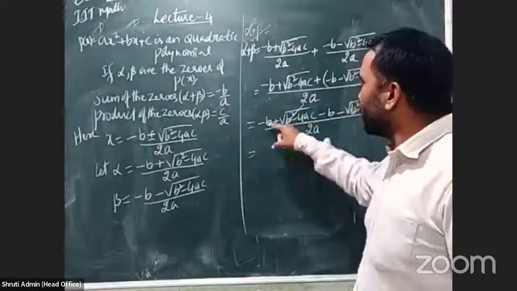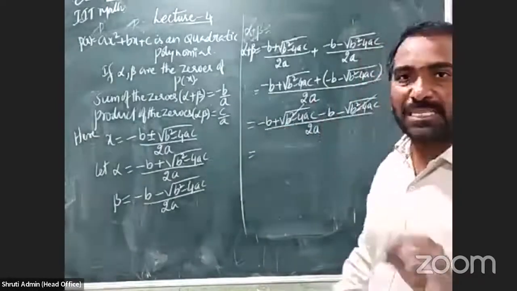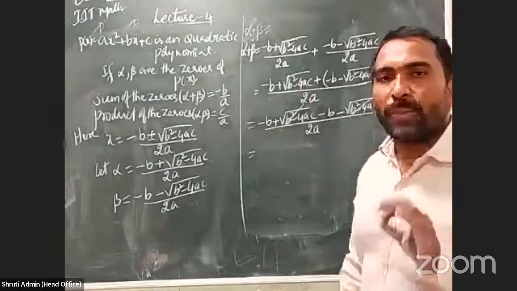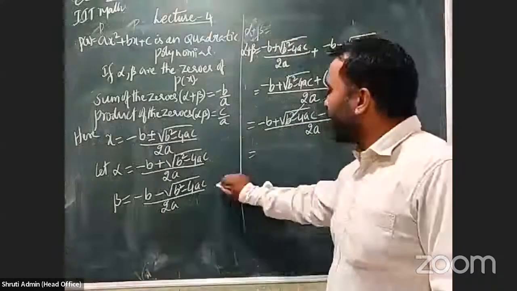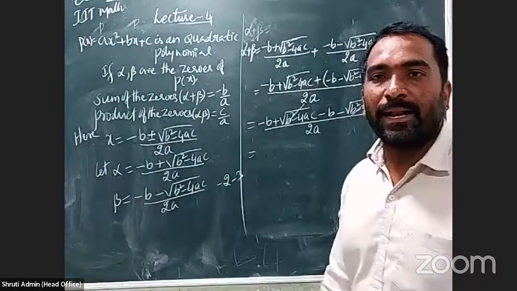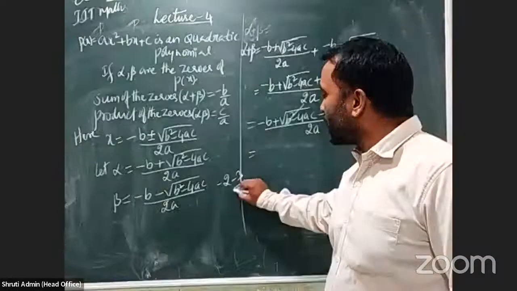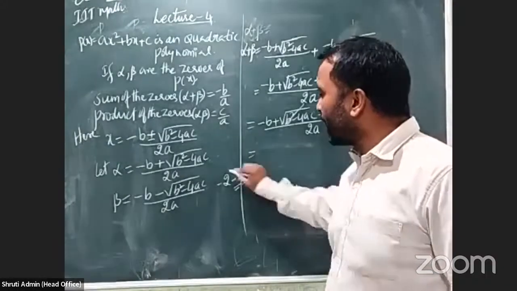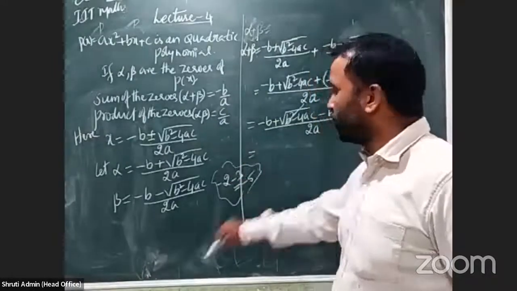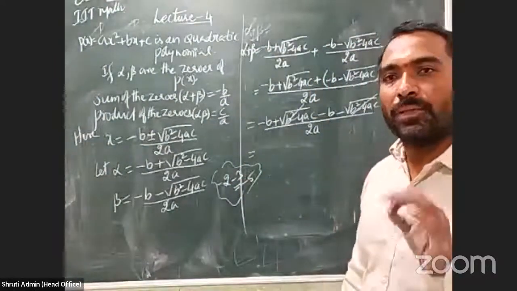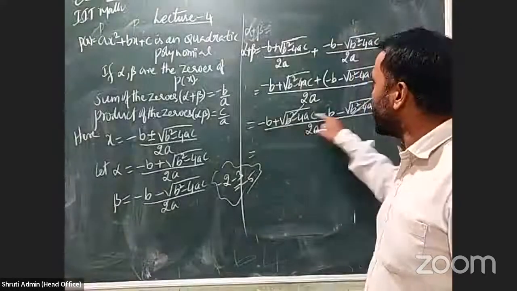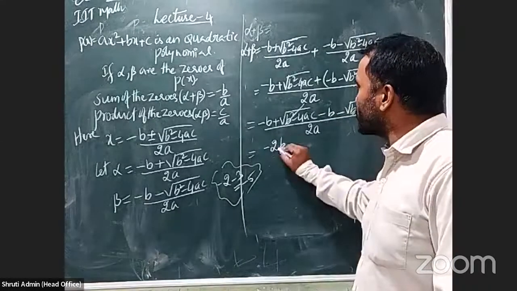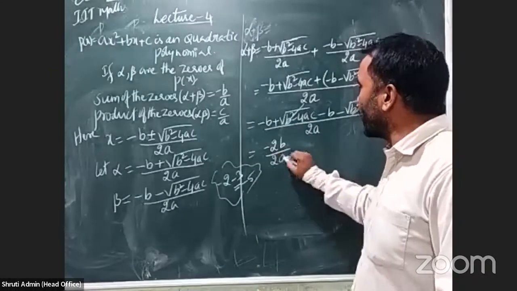Right? So what is here? Minus b and minus b. Both are minus terms. Remember, when both are minus terms, keep minus and add. Like, see, minus 2, minus 3. What is the value of minus 2 and minus 3? When both are minus signs, keep minus and add. So here minus b and minus b will become minus 2b by 2a.